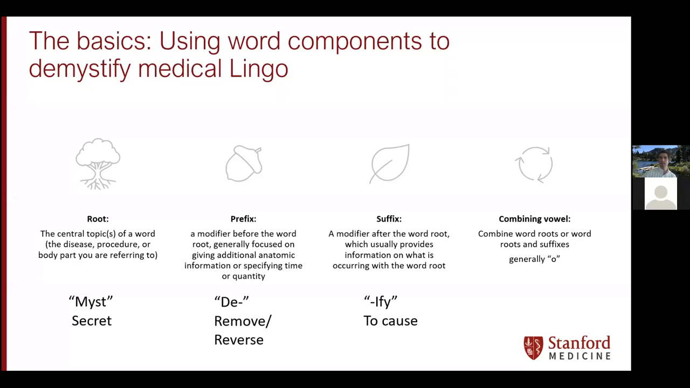And the way that I think of this is basically working backwards. So the suffix gives you what you're doing to the root, and then the prefix just adds additional modifiers. So in the case of demystify, it's to cause a secret to be removed, which is what we hope to do with this talk. Often these words also have combining vowels, just to make the word flow better. Often that's an O or an I to make sure that you can actually say the word.